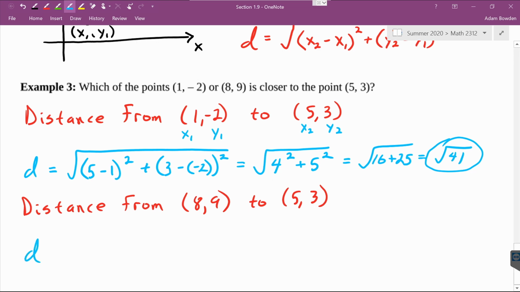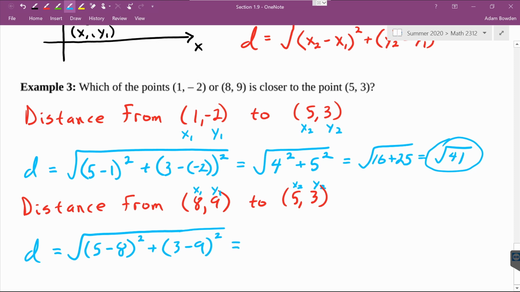What I did here is I took square root. We could call this one x1, that one y1, x2, and y2. So if I use those numbers, it'd be 5 minus 8, all raised to the second power, plus 3 minus 9, all raised to the second power. And either order that I put these numbers in will work. It just so happened I put them in this order here.